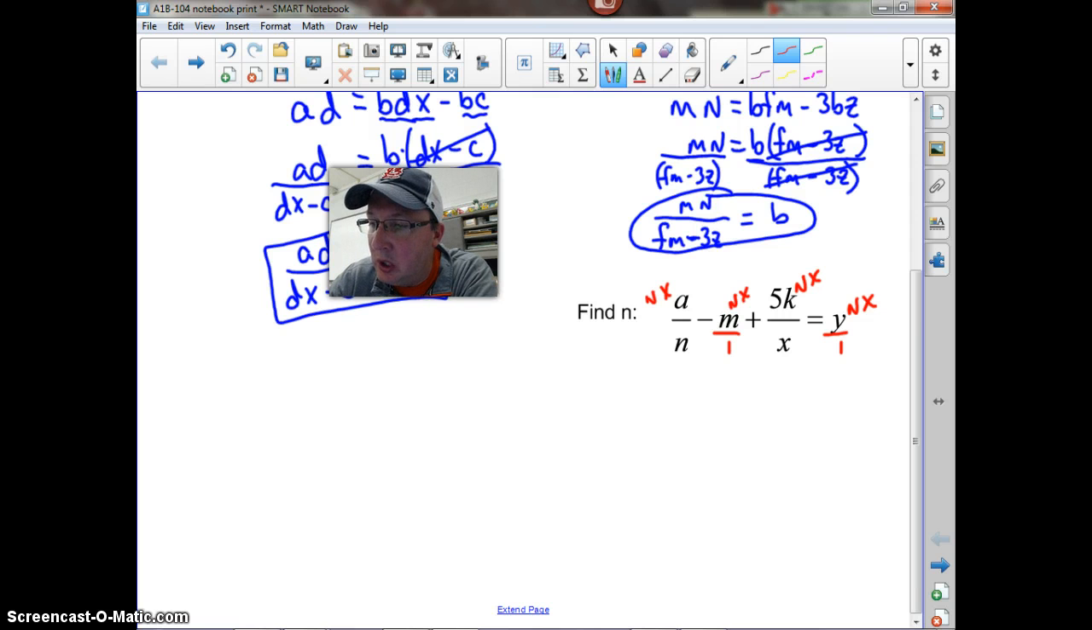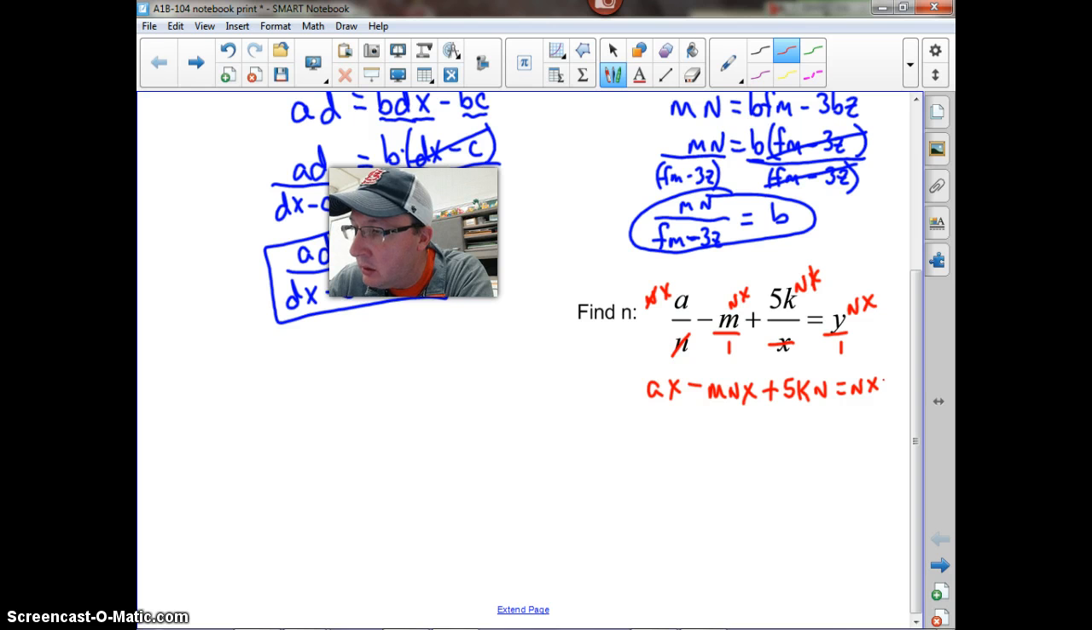Now we get to cancel. So on the first fraction, n is gone. I'm left with a times x is ax. Minus. Does anything cancel in the second term? Since I have a 1 on the bottom, nothing's going to cancel. I'm left with mnx. Plus, third fraction. I have an x on the bottom. That's going to cancel. So I have 5kn equals. On the right side, I have a 1 on the bottom. Nothing's going to cancel. So I have nxy.